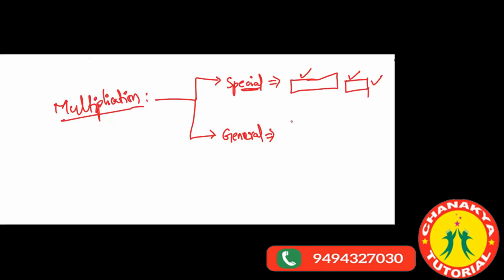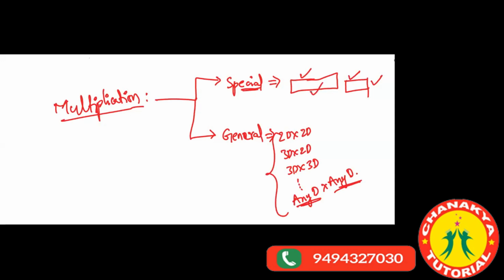For any number, we can apply. Any 2-digit number into 2-digit number. Any 3-digit number into 2-digit number. Any 3-digit number into 3-digit number. Next, slowly, we are going to see any number of digits into any number of digits. All these things we'll see in general multiplication. Even in special multiplication, 2-digit, 3-digit and 4-digit numbers will be there, but they are situational. If the 2 numbers follow that situation, we can apply that shortcut.